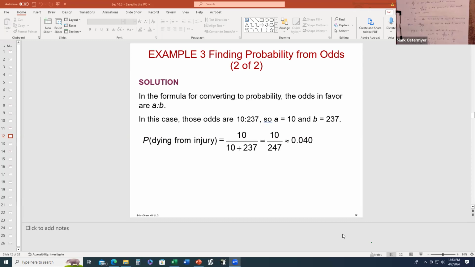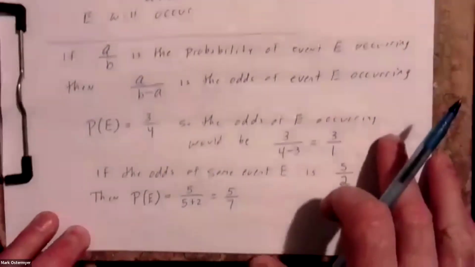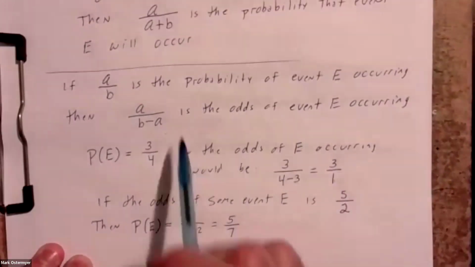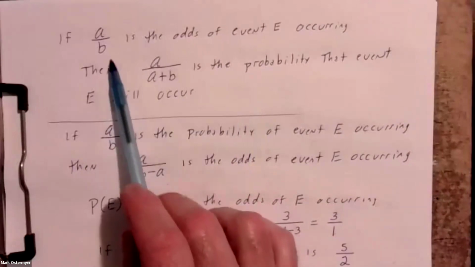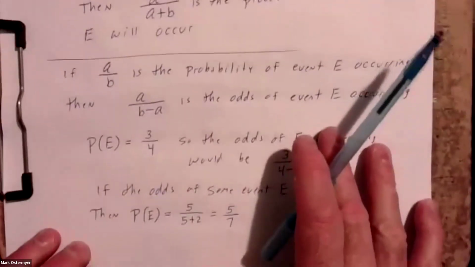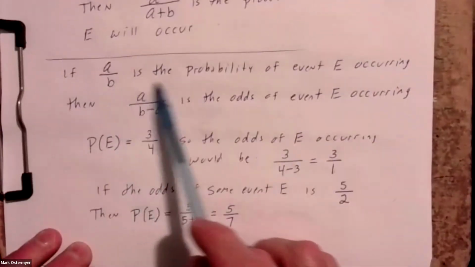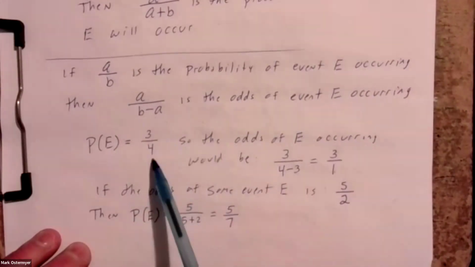And that's getting back to what I just showed you here. If this is the odds of an event E occurring, then this would be the probability of event E occurring. And to go backwards again, if this is the probability of an event E occurring, this would be the odds of that event E occurring.